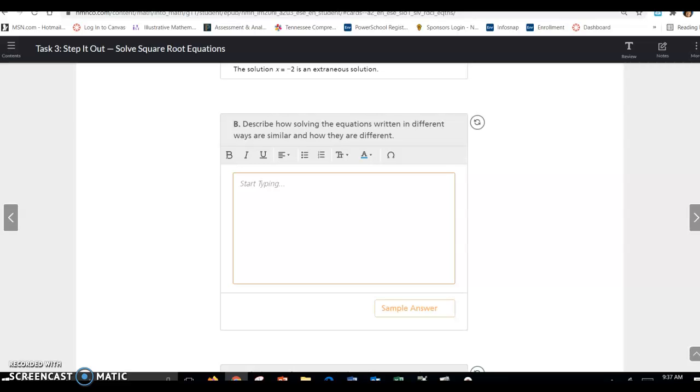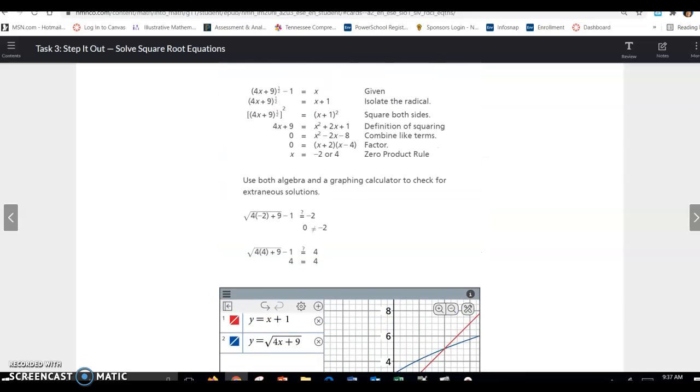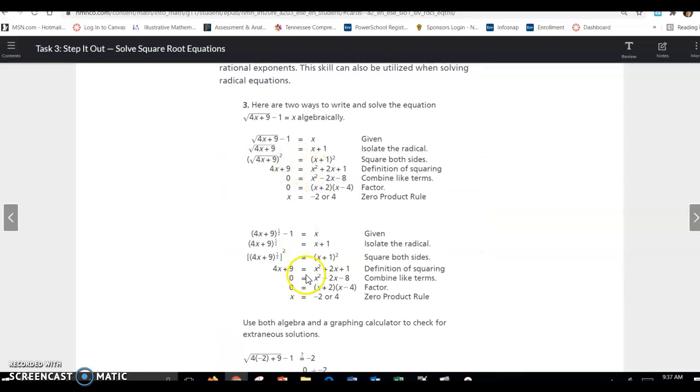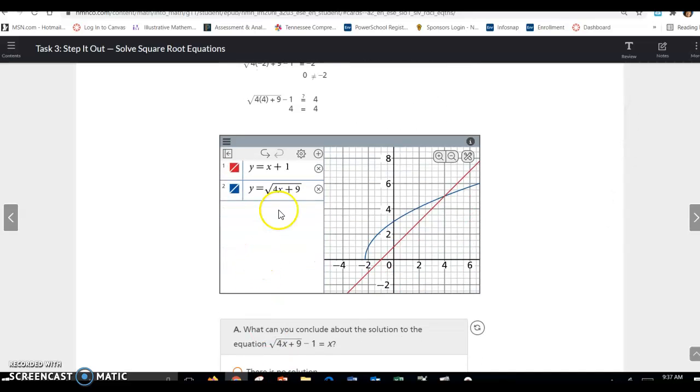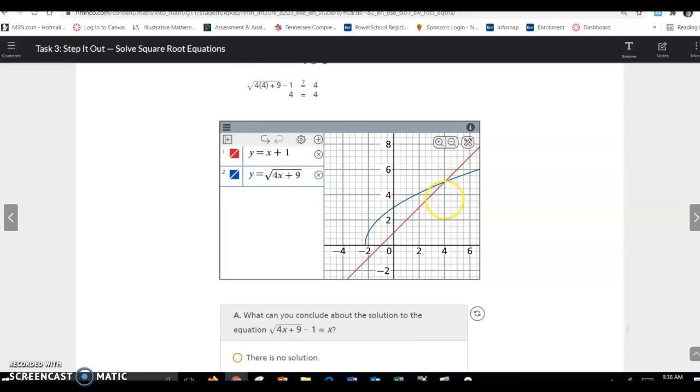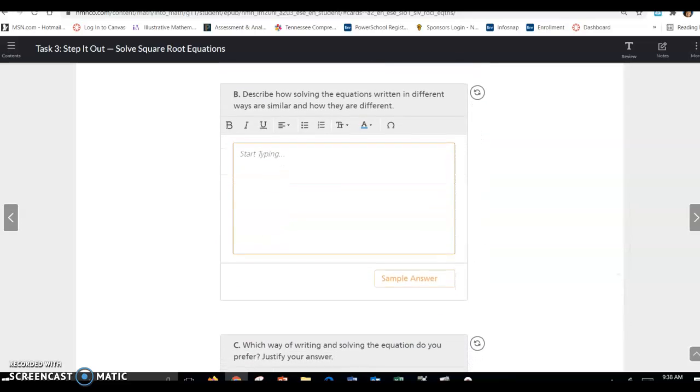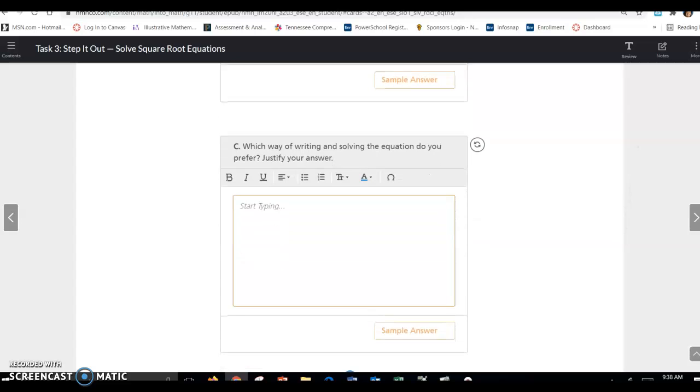Describe how solving equations written in different ways are similar and how they are different. Up here, we solved these in two different ways. This one was with radicals, and this one was with rational exponents. But you can see that the inverse operations were very much the same. If you look down through here, those are the same. Also, when you graph it, you always have to isolate the radical first, and then graph the two different sides of the equation to find the intersection. So those are very similar to what you're going to do each time.